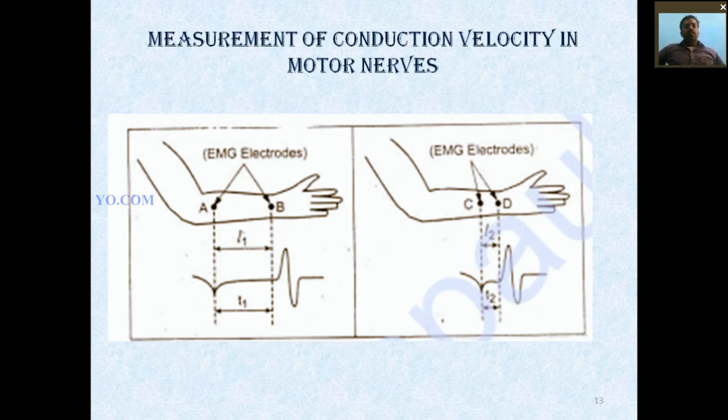In the second step, the A position is changed to the C position. The C position is closer, so the length is much lower compared to the previous one. The length between C and D is L2. Then we apply the stimulus at C and measure the response at the other end, and find the time delay between C and D. So how fast the muscle system or the nerve conducts the signal from C to D, and similarly A to B, gives the time delays T1 and T2.